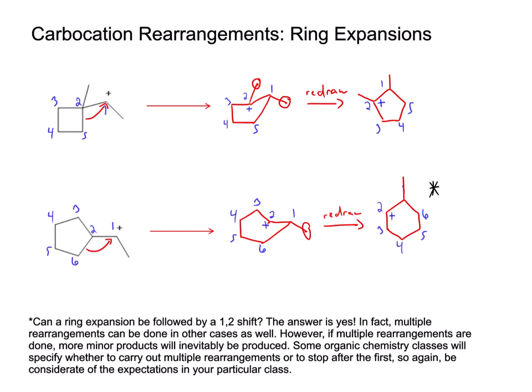In fact, multiple rearrangements can be done in other cases as well. However, if multiple rearrangements are done, more minor products will inevitably be produced along the way. Some organic chemistry classes, I feel like a broken record saying this, will specify whether to carry out multiple rearrangements or to stop after the first. So again, be considerate of the expectations set forth in your particular class.